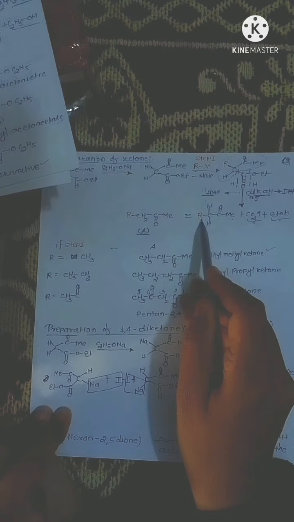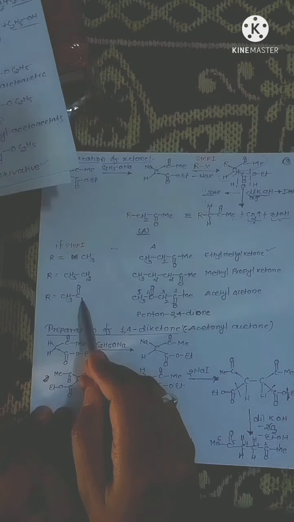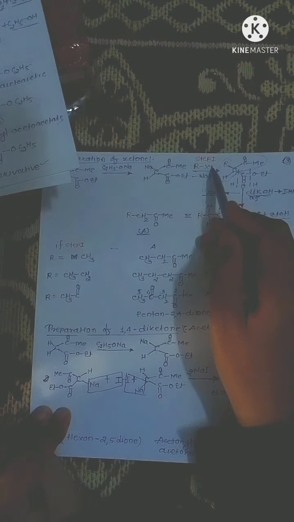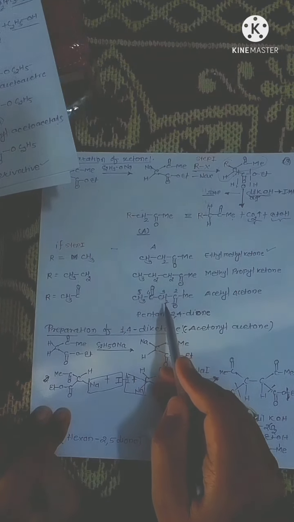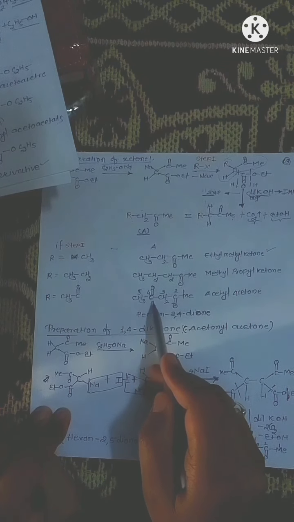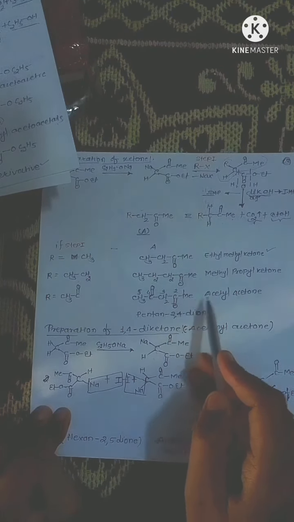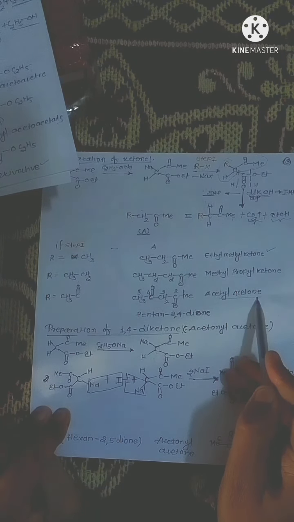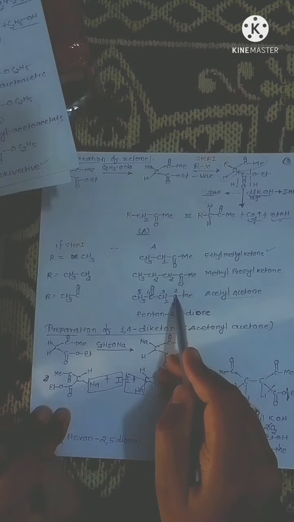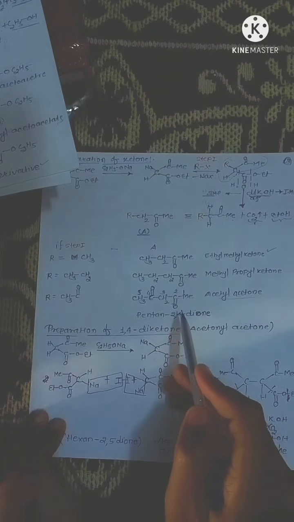Just replace R here. If R is equal to CH3 C double bond O, means if we add acetyl chloride in your first step, just replace R here with CH3 C double bond O. So the product is CH3 C double bond O CH2 C double bond O Me, that is acetylacetone. It is also a beta diketone compound.